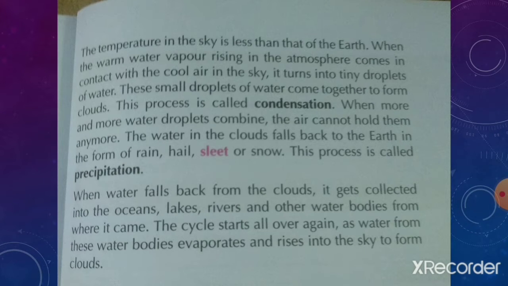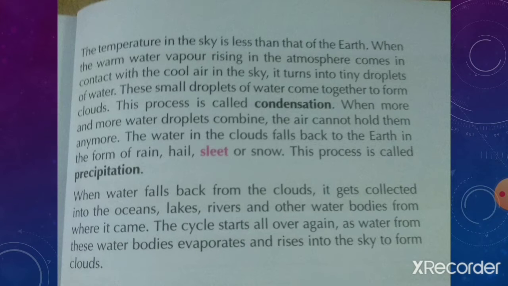But after precipitation, एक point और होता है, that is collection. When water falls back from the clouds, it gets collected into the oceans, lakes, rivers and other water bodies from where it came. ओके जब ये सारा वाटर नीचे लैंड पे आ जाता है तो ये कहाँ पे जाके कलेक्ट हो जाता है? रिवर्स में, ओशियंस में, सीज में, जितनी भी वाटर बॉडीज हैं वहाँ ये वापस आ जाता है और कलेक्ट हो जाता है. दैट मीन्स यहीं से ये स्टार्ट हुआ था और वापस ये यहीं पर आ गया.